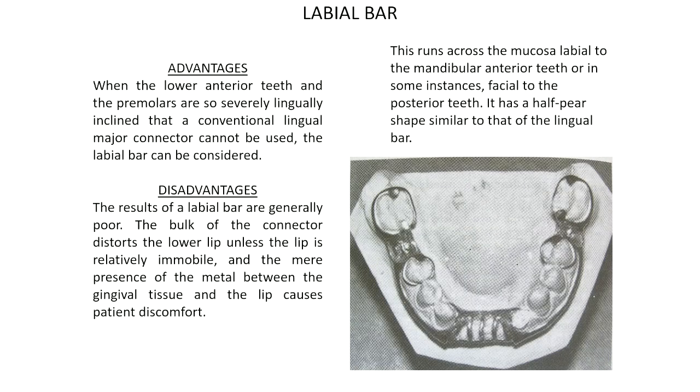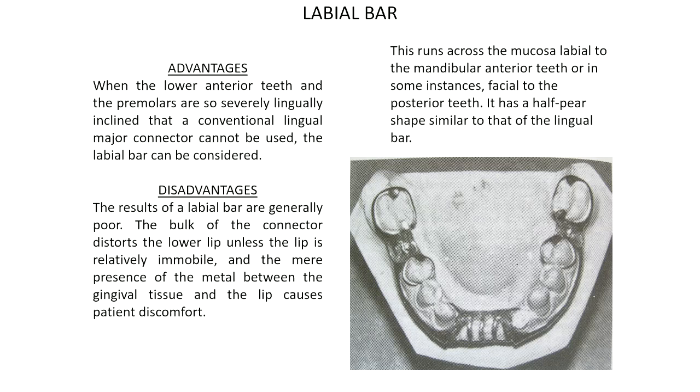Now coming to the labial bar. The labial bar runs across the mucosa labial to the mandibular anterior teeth, or in some instances facial to the posterior teeth, and it also has a half pear shape similar to that of the lingual bar. Now the advantage is that when the lower anterior teeth and the premolars are so severely lingually inclined that a conventional lingual major connector cannot be used, the labial bar can be considered.